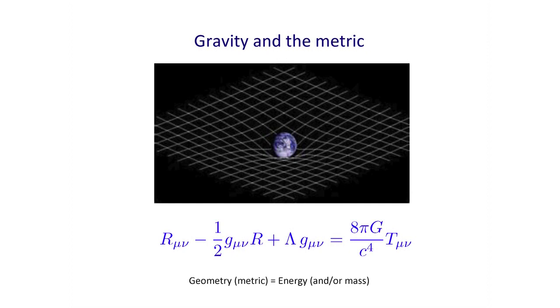And to quantify this, we need to write down equations of motion. The equations of motion of general relativity were written about 100 years ago, and they are Einstein's equations written here, and we'll discuss them in some detail in a moment. So basically, the contents of general relativity is that geometry, which means metric, will be affected by energy or mass, and vice versa. So what are the ingredients of Einstein's equations of motion?